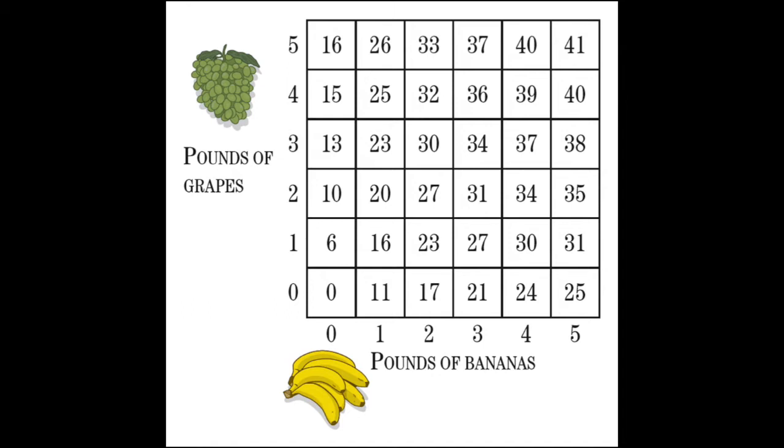Looking at the table, the sample consumer prefers 4 pounds of grapes and 1 pound of bananas, with a utility value of 25, to 1 pound of grapes and 2 pounds of bananas, with a utility level of 23. With combinations of goods that give exactly the same level of utility, the consumer is indifferent between those two combinations. For example, the sample consumer is indifferent between 2 pounds of grapes and 2 pounds of bananas, and 1 pound of grapes and 3 pounds of bananas, since both combinations yield the same utility level of 27.